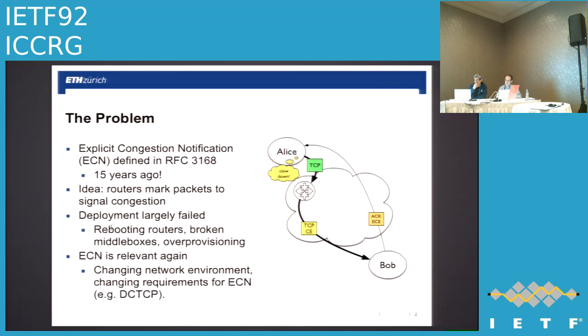Microphone's pretty tasty. So yeah, we have largely a failed deployment. We've got rebooting routers, we had broken middle boxes. In the meantime, we over-provisioned everything. A lot of the problems that we were worried about 15 years ago seem to have gone away and now seem to have come back. And the argument is that this is relevant again. So one, there's the changing network environment. You have lots of new non-802-like link layers about which the assumptions about loss no longer hold. And you have changing requirements for ECN. So you'd like to be able to do things with DC-TCP on the internet, for example.